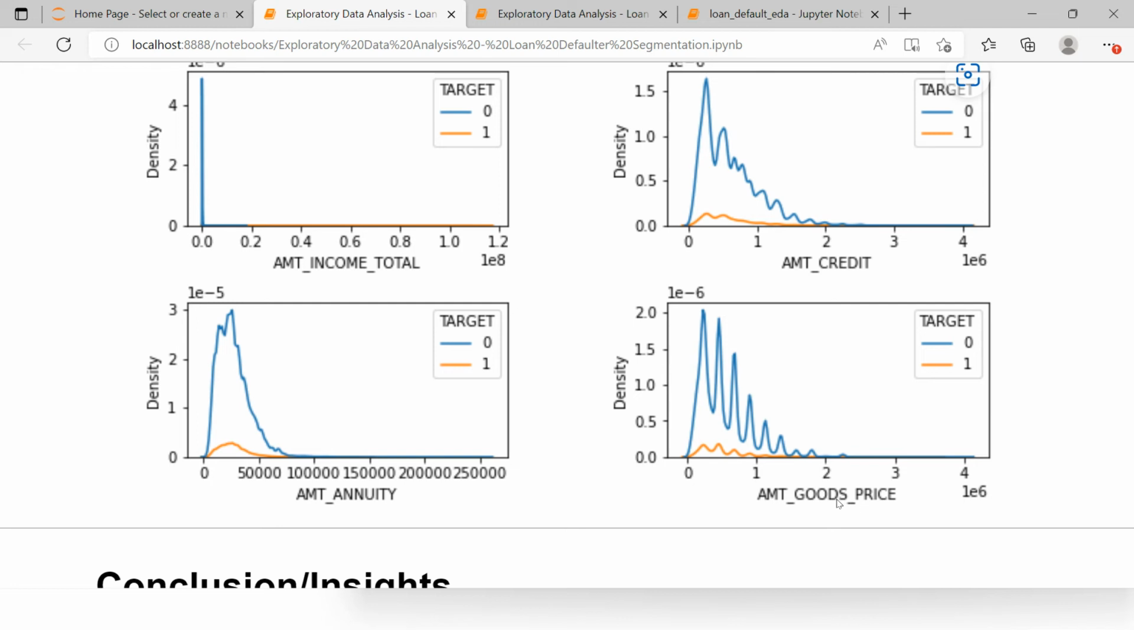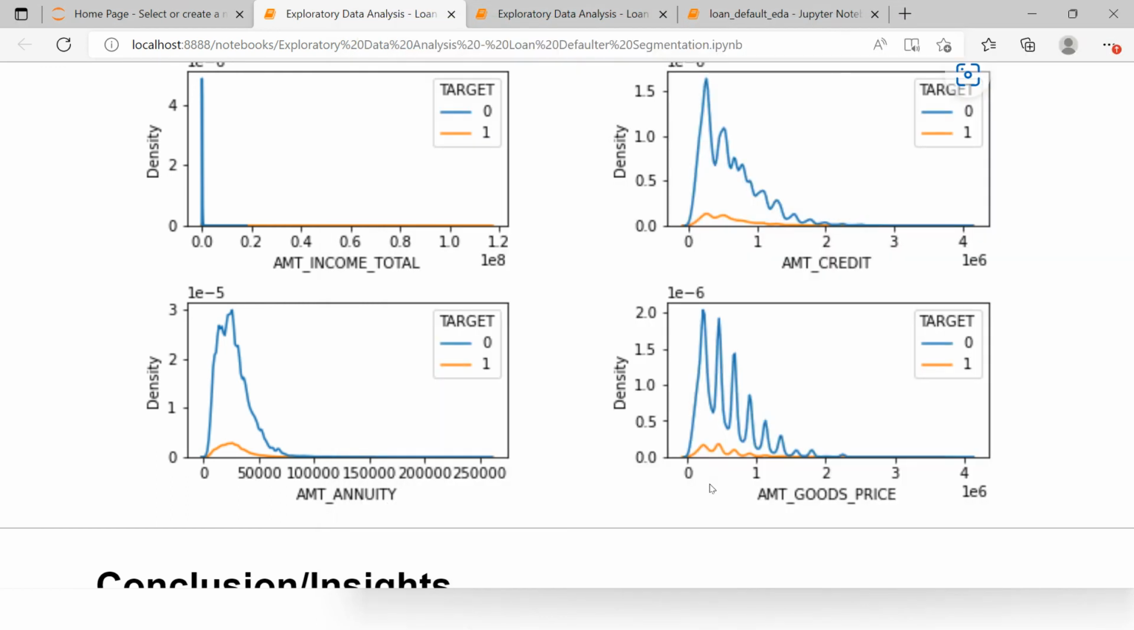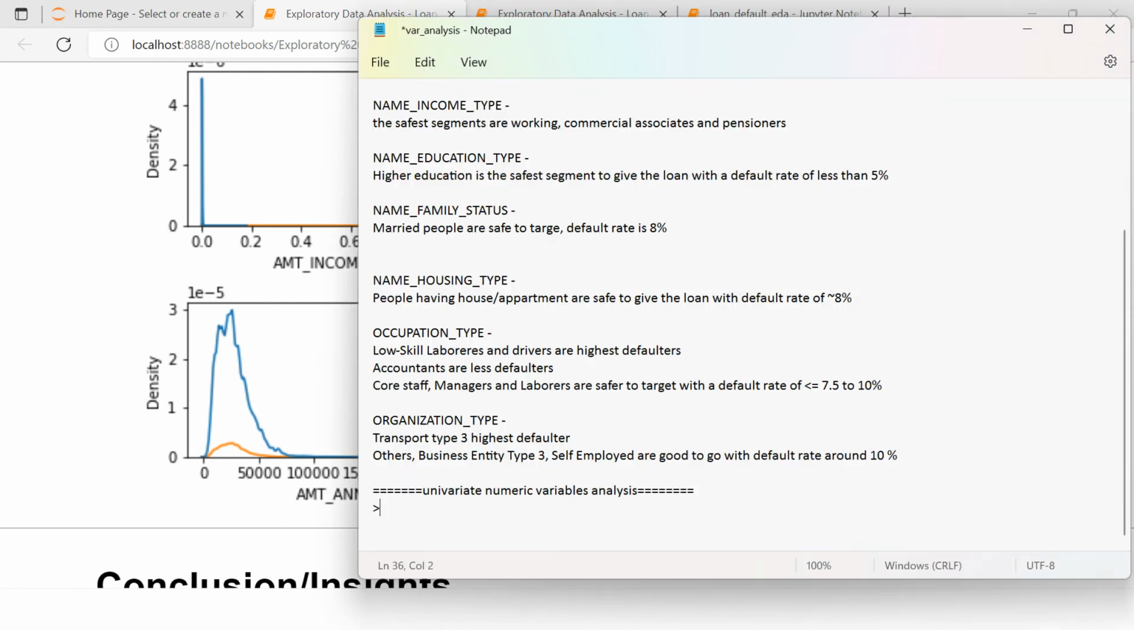Now first let's focus on this particular variable, amount goods price. So most of the loans which have been given, the goods price was between 0 to 1 million. Means mostly the loans were given for products which had a price of 0 to 1 million. Okay, so let's write this down. Most of the loans were given for the goods price ranging between 0 to 1 million.